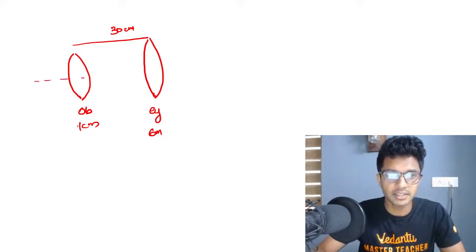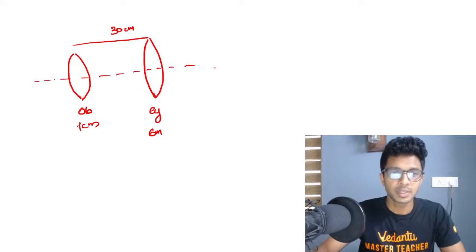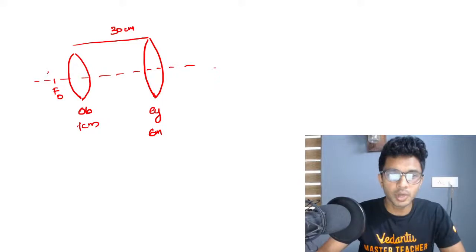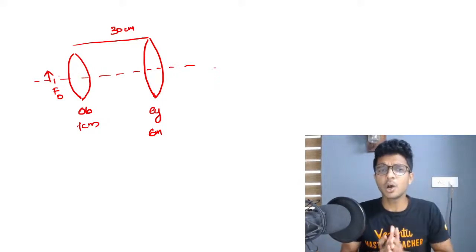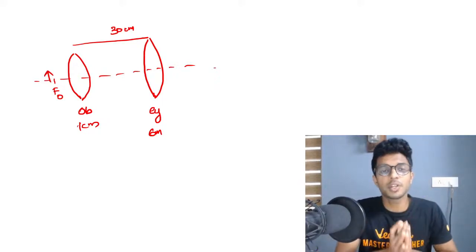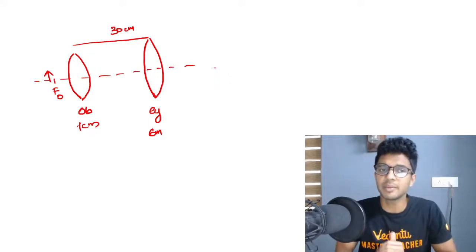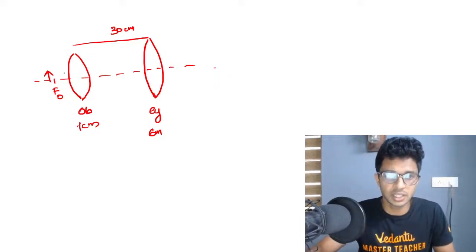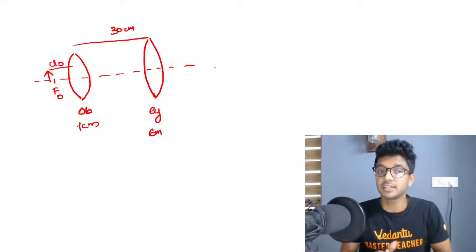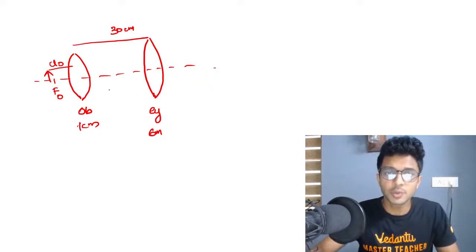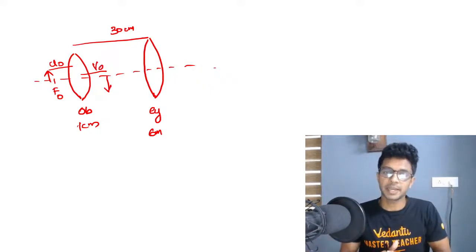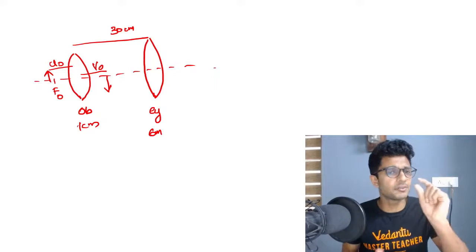So let's say this is our principal axis. This is the focal length of the objective, right? Beyond the focal length of this objective lens, you will be keeping the object. So this is the object distance from the objective lens, you write it as U naught. This will be forming an inverted image where the distance to this image from the objective lens is V naught. Now what happens after the first image is formed?